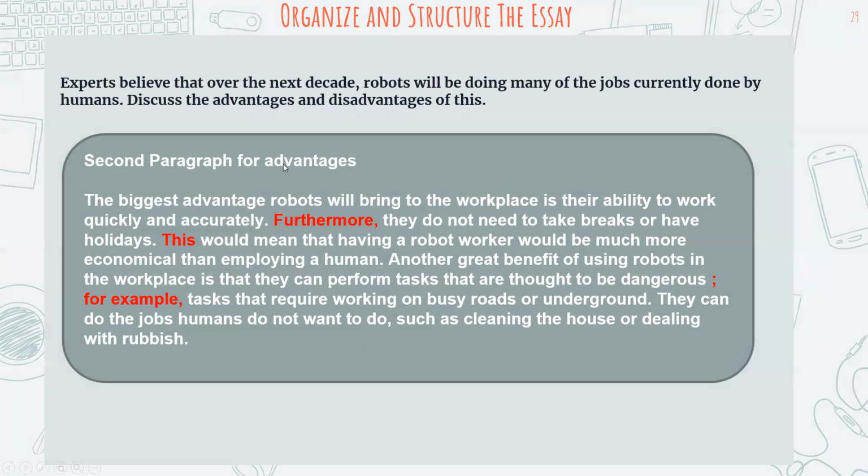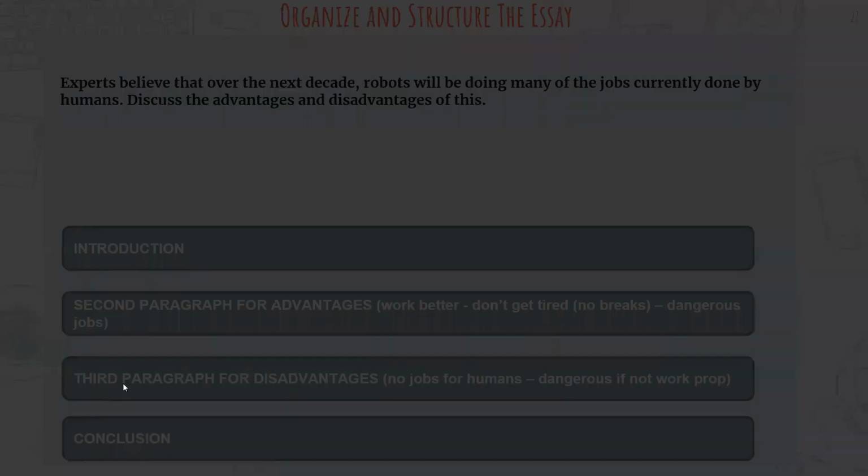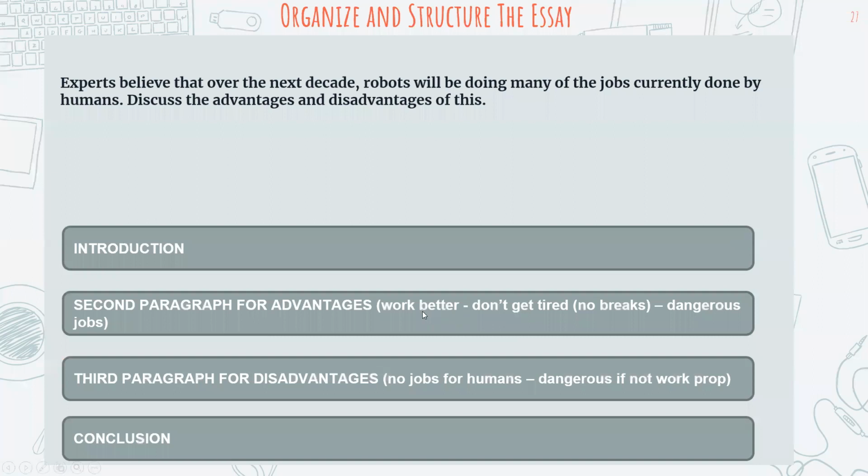Now moving on to the first paragraph here. So now I'm going to be talking about the advantages. I have used 3 cohesive devices only, actually 2 and 1 reference. Furthermore, and for example, the biggest advantage, okay, now I can use the word advantage once, it's fine. Robots will bring to the workplace is their ability to work quickly and accurately. Furthermore, they don't need to take breaks or have holidays. And I use the ideas in the structure. Okay, you have to spend 5 minutes and try to come up with your own ideas. Okay.